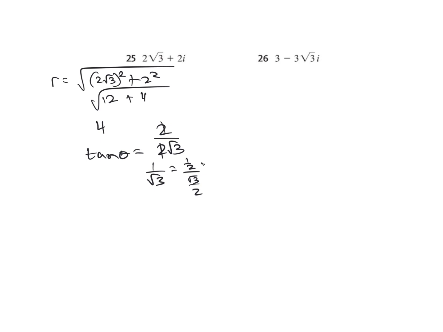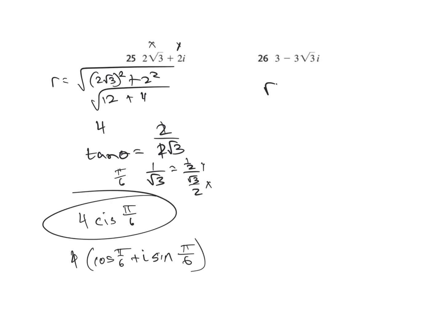So y is the short leg and x is the long leg. And both x and y are positive, so we're in the first quadrant. So you're at 30 degrees, which is pi over 6. Okay, so your answer is r cis pi over 6. So again, just to remind you, this is 4 times the cosine of pi over 6 plus i sine of pi over 6.